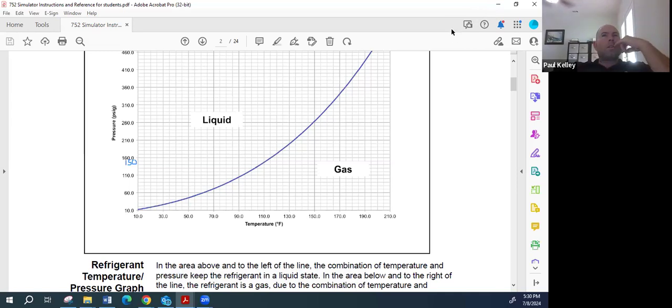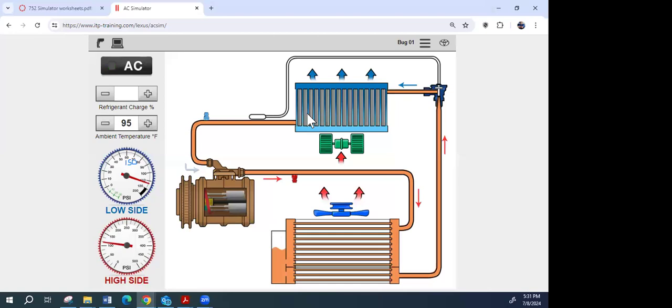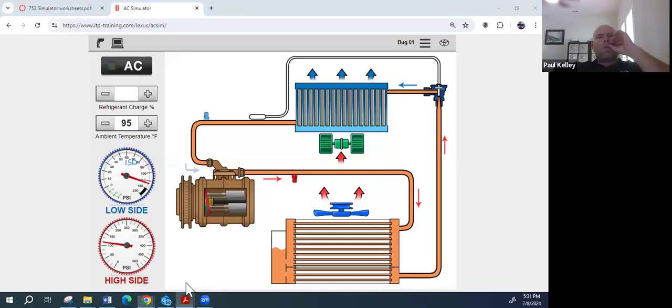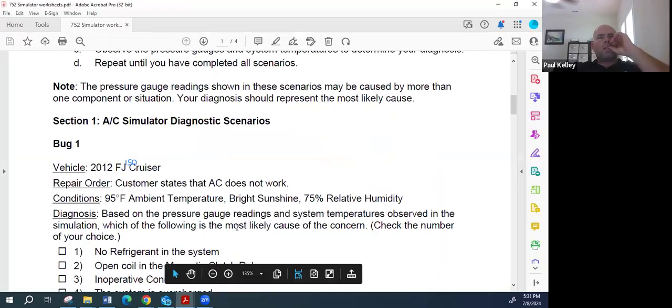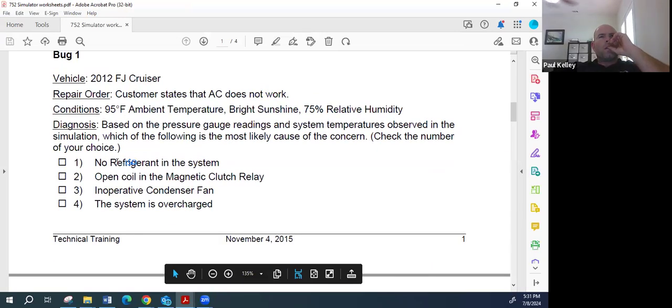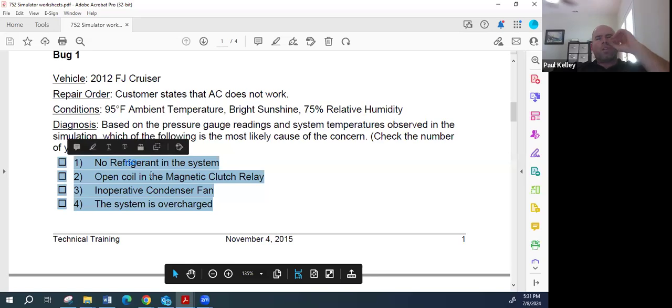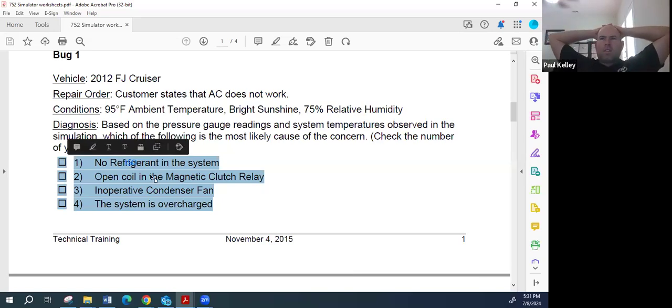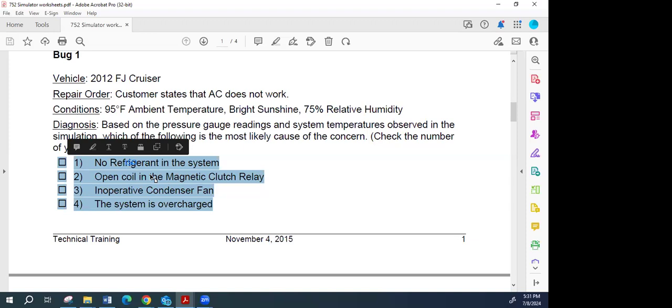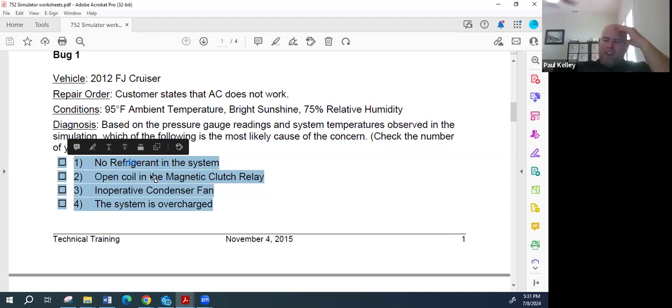What do you guys think about the charge level? It's low. Seems like it's low, huh? Now let's take a quick peek at the worksheet. Is low an option? Undercharged, right? That'd be how the ASE would call it, undercharged. Is undercharged an option? No, it's not, but actually I like that you found something there.